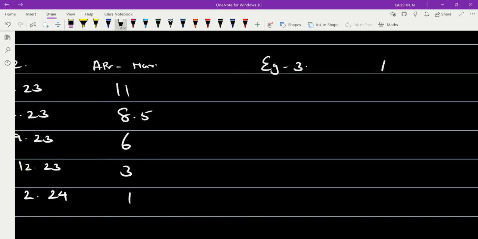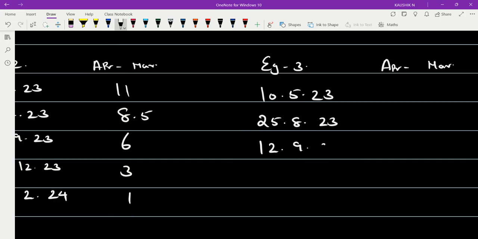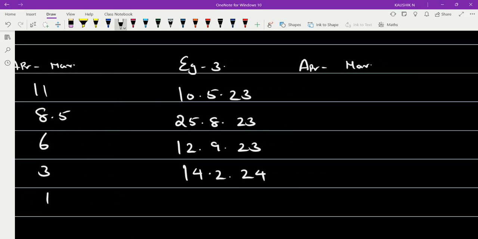Example 3. The same April to March is the accounting period. Now the dates of withdrawal given to us are 10/5/23, 25/8/23, 12/9/23, 14/2/24.